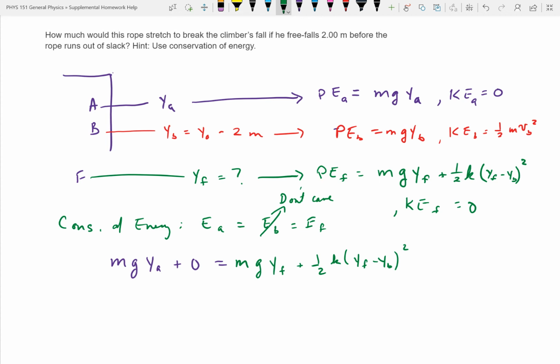Now looking at this, there's actually an easier way. Instead of saying ya is 0 or y final is 0, if I say yb is 0, I'm going to have my easiest solution possible. Why would it be the easiest solution if I set yb as the one that's 0? Doesn't it stop at B? Well, then my square doesn't have any cross terms. So set yb equals 0, which means that ya is equal to 2 meters.